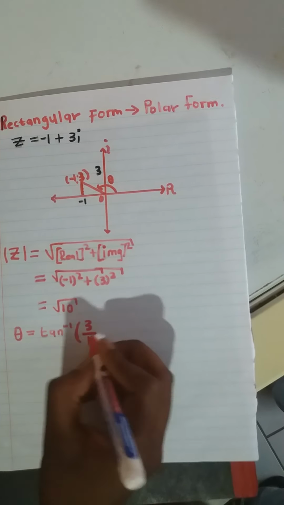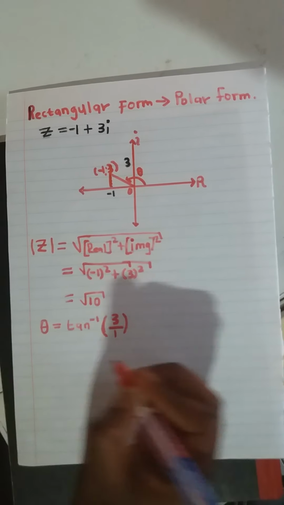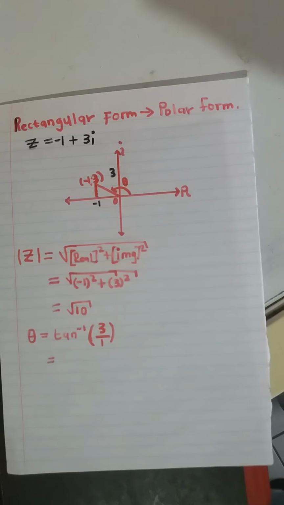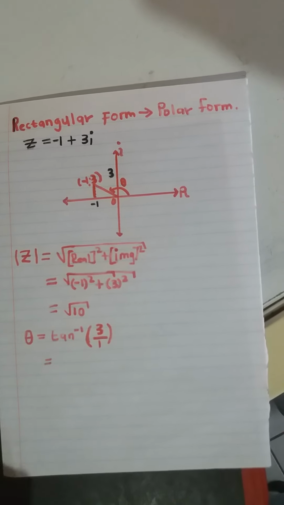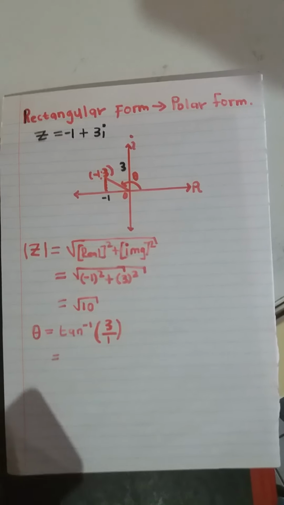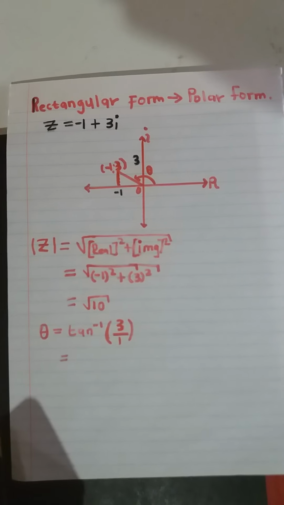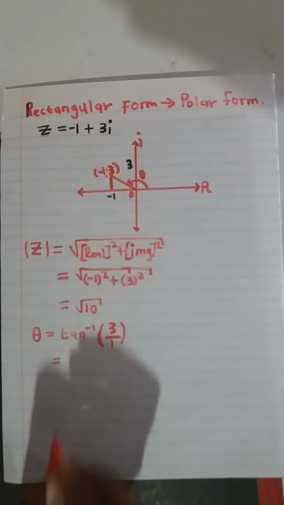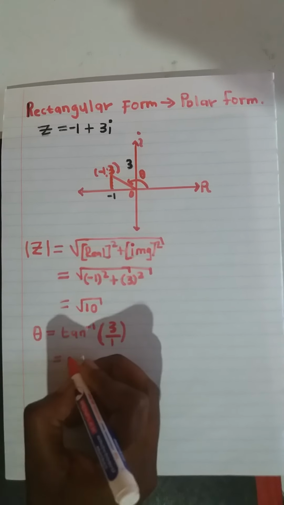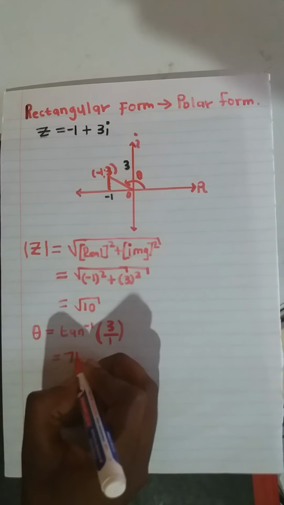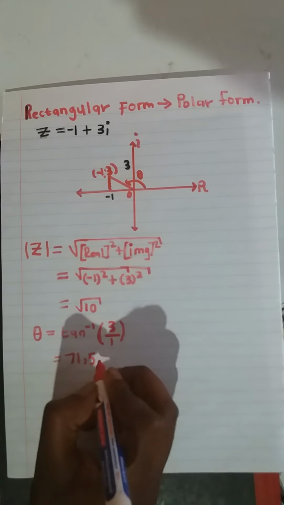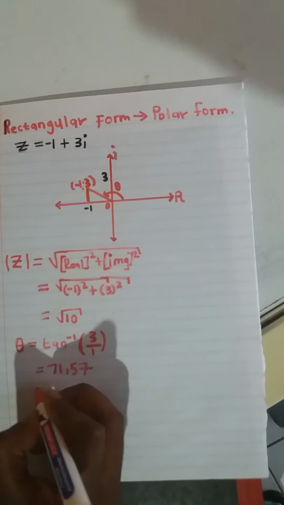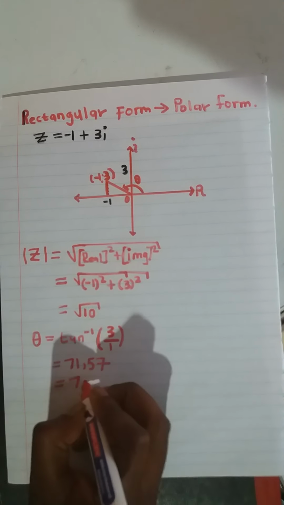Let's take it as positive for now, and then the inverse of tan 3/1, or the inverse of tan 3, is going to give us 71.56 or 57 when we round it off. Okay, let's just take it as 72.